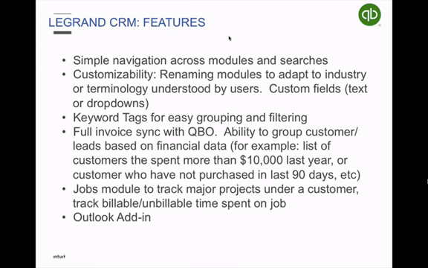It's got the keyword tags, which makes it easy for grouping and filtering. You can sync all your invoices from QuickBooks Online, so you can actually see them. You can also group your customers based on financial data. So I can pull a report that says, show me every customer that bought from me in the last 90 days. Or show me somebody that hasn't bought anything in 2 years, and basically it allows you to create a customized customer list that you can later send a coupon or some sort of offer to and try to win the customer back.